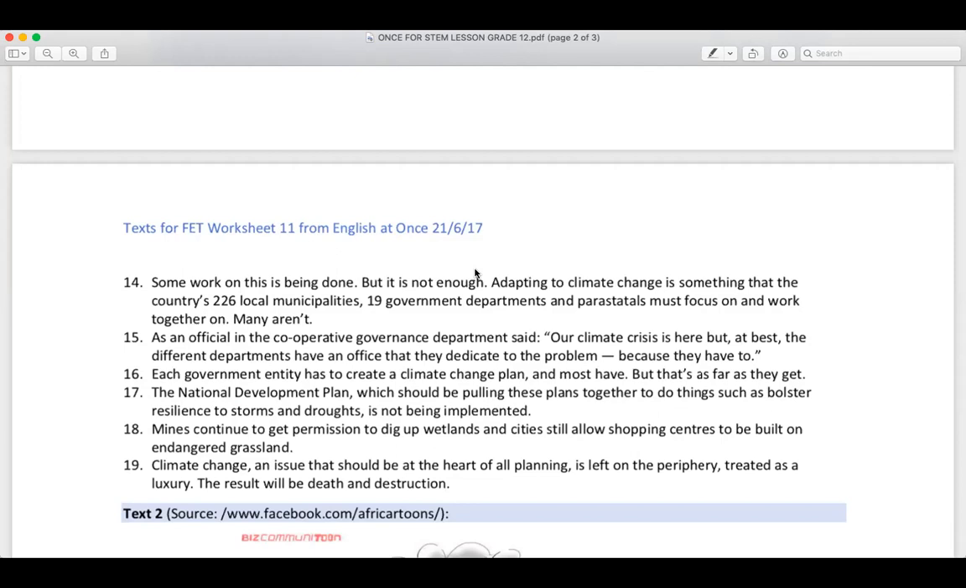Each department entity has to create a climate change plan, and most have, but that's as far as they get. The National Development Plan, which should be pulling these plans together to do things such as bolster resilience to storms and droughts, is not being implemented. Mines continue to get permission to dig up wetlands, and cities allow shopping centers to be built on endangered grasslands. Climate change, an issue that should be at the heart of planning, is left on the periphery, treated as a luxury. The result will be death and destruction.